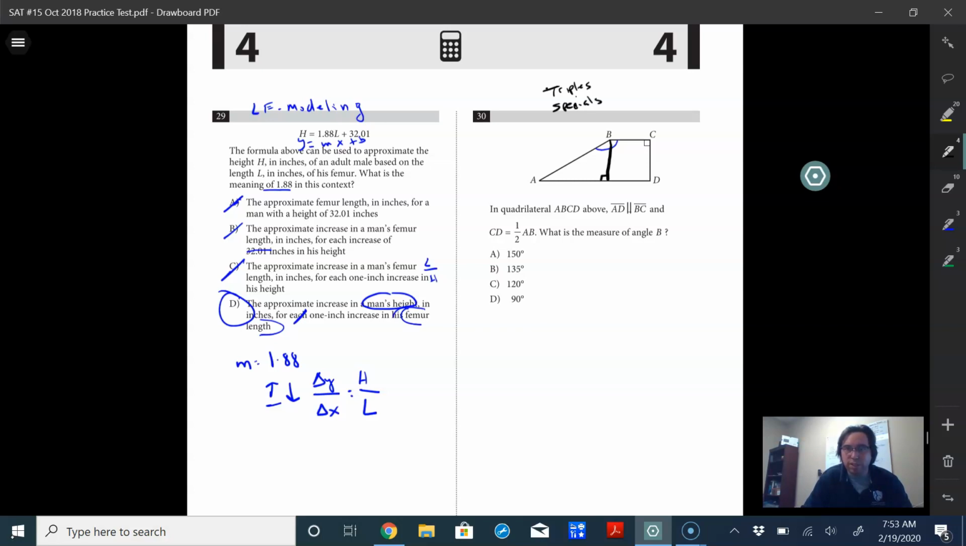Well, it tells us that CD is 1/2 of AB. So to represent that, we can say that's 1, and then this is 2. That relationship is true because CD is 1/2 of AB. So that means that if AB is 2, then CD is going to be equivalent to 1.